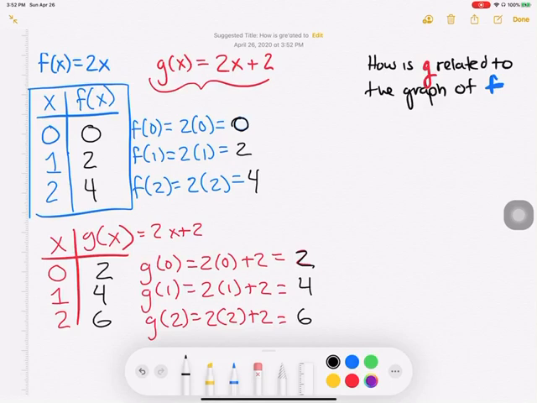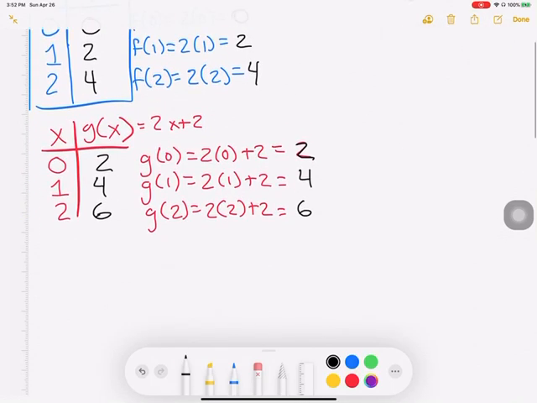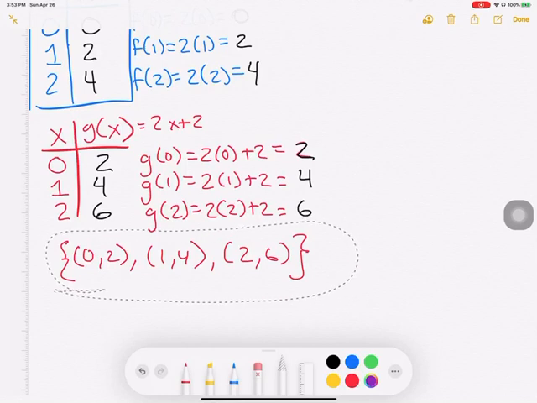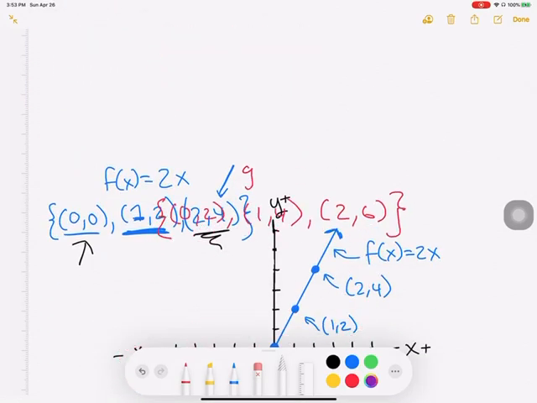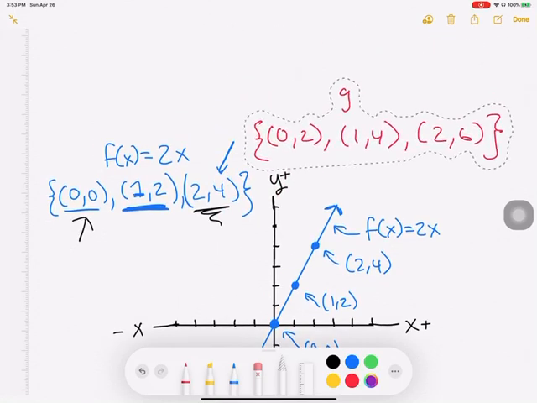So I already got these numbers over here. If I want to write those as a set of coordinates, again, the first point is going to be 0, 2. The second point is going to be 1, 4. And the third point is going to be 2, 6. These points over here. Okay, so I'm going to take this down to my Cartesian coordinates, and I'm going to plot those in there. Okay, so let's see. Just put it over here.